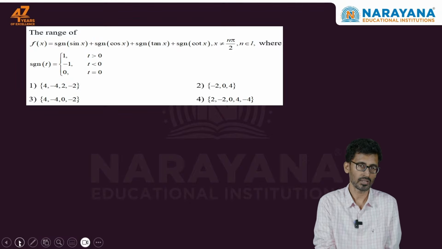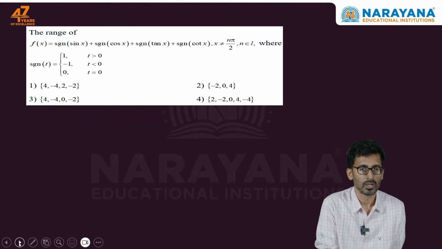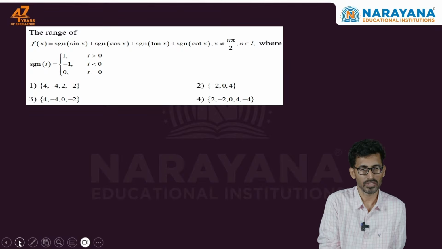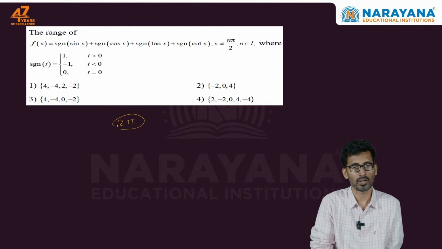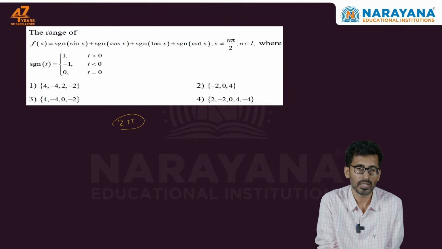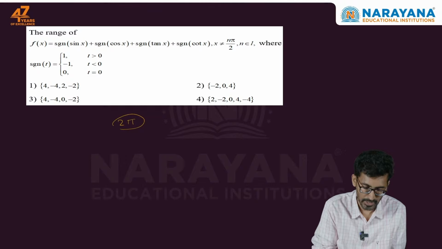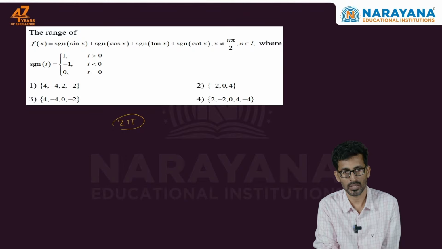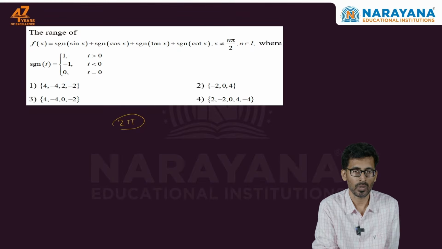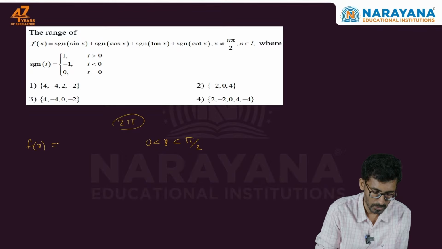So here we have to find the range of this function. This is a trigonometric function, and to find the range, first I will find the period of this function. The period of this function is 2 pi. After an interval of 2 pi, the values will repeat. So in the interval of 2 pi, I will find the range of this function. I will take the first quadrant first. Here I can't take the values 0, pi by 2, 3 pi by 2 or 2 pi, because we have the functions tan x and cot x. So let us take the first quadrant, x lies between 0 to pi by 2. So f of x will be equal to signum sin x.